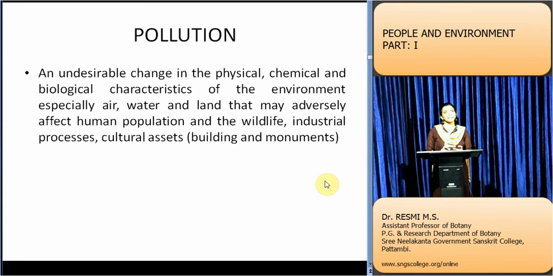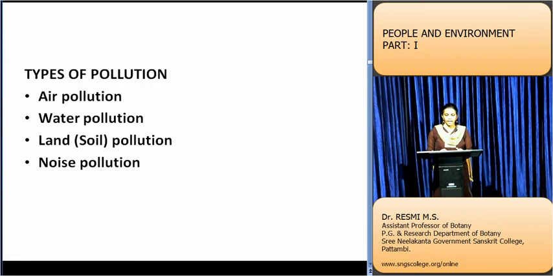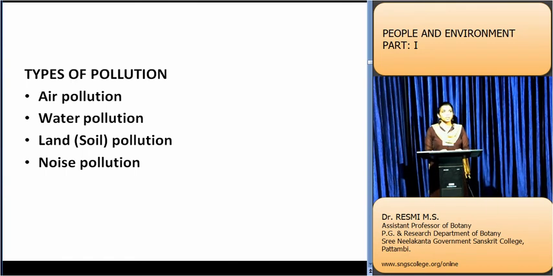Pollution in any term can be defined as any undesirable change in the physical, chemical and biological characters of the environment, especially in air, water and land, that can adversely affect human population and wildlife. Pollution is mainly categorized into four main categories. The first one is air pollution, second is water pollution, third is land or soil pollution, and the final one is noise pollution. We will look deeper into them one by one.